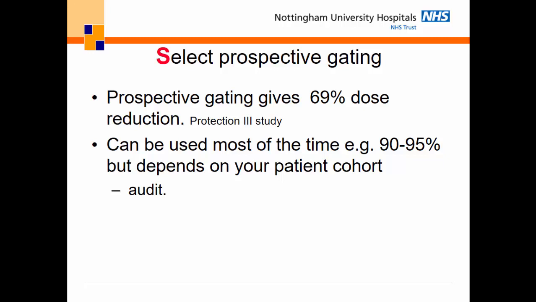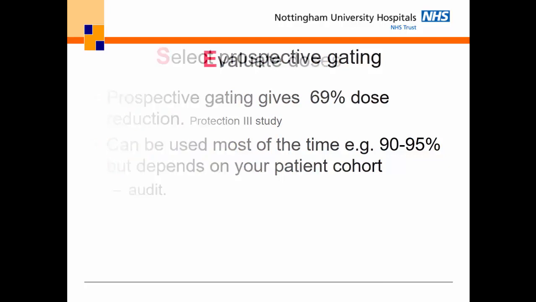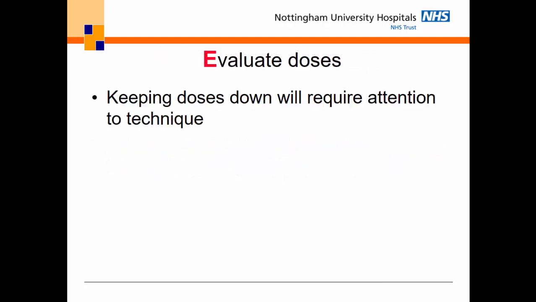Select prospective gating. This is the lowest dose technique with your scanner, and it's a huge dose reduction when you turn it on. Most people do nearly all of their patients in this mode. It depends on your patient cohort, how awkward they are, what heart rates they've got, how cooperative they are, all of that. But you should be doing a very high percentage of patients in this mode.